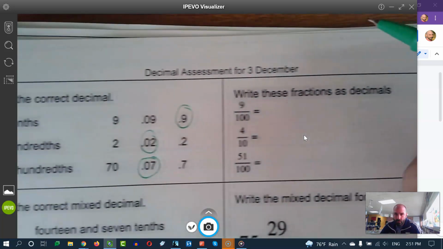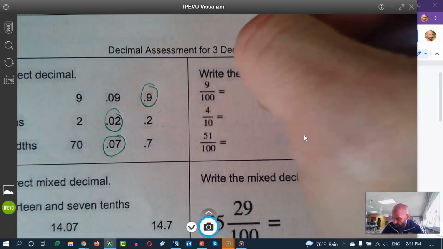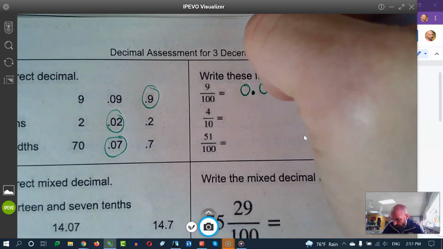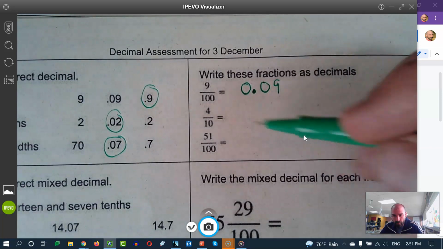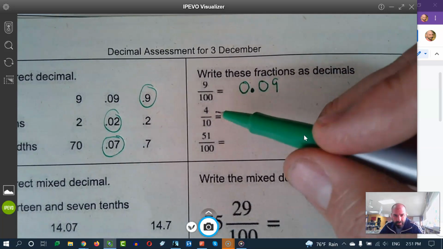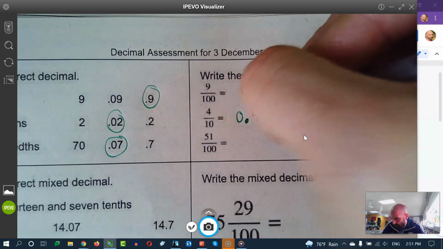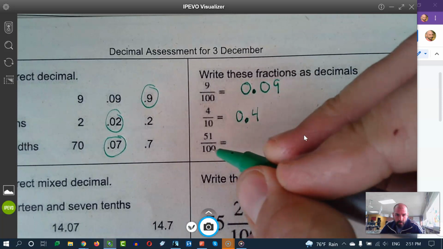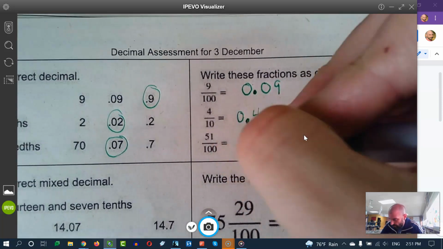All right, next up is writing hundredths. It's that second one. So 9/100ths. So I have my 0, decimal point, another 0, and a 9. Because when it's hundredths, there are 2 digits to the right, one of those digits being a 0. In this case, 4/10ths, there's only 1 digit to the right of the decimal point, so that's 0 and 4/10ths. And then we have 51/100ths. So again, 2 digits to the right of the decimal point, and we have those 2 digits right there, 51.